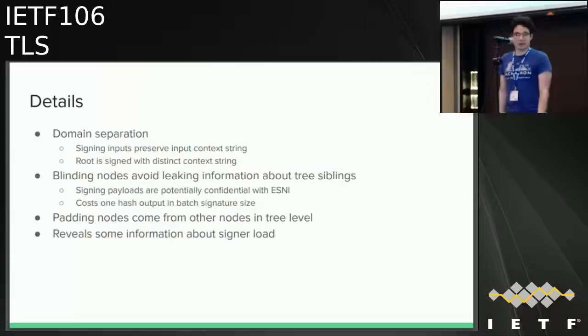Some details. The domain separation of the inputs is preserved because we don't throw away the context string. The signature on the root has its own context string, so that can't be mixed up with non-batch signatures, since presumably your key is going to be servicing both kinds of clients.